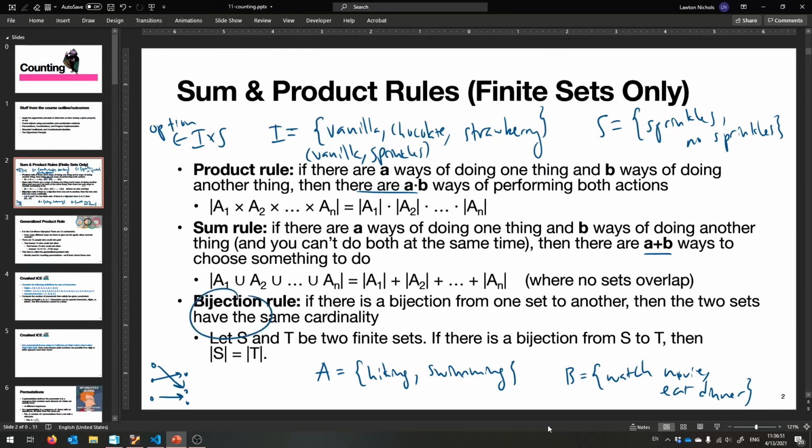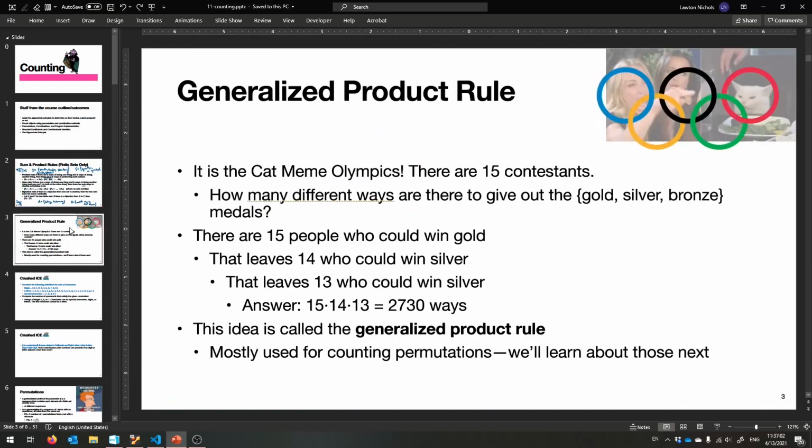And this one actually works for infinite sets, which is fun. Okay, so that's the sum and product rules. These are key terms before we talk about anything else at all. So keep those in your mind for the rest of these slides.